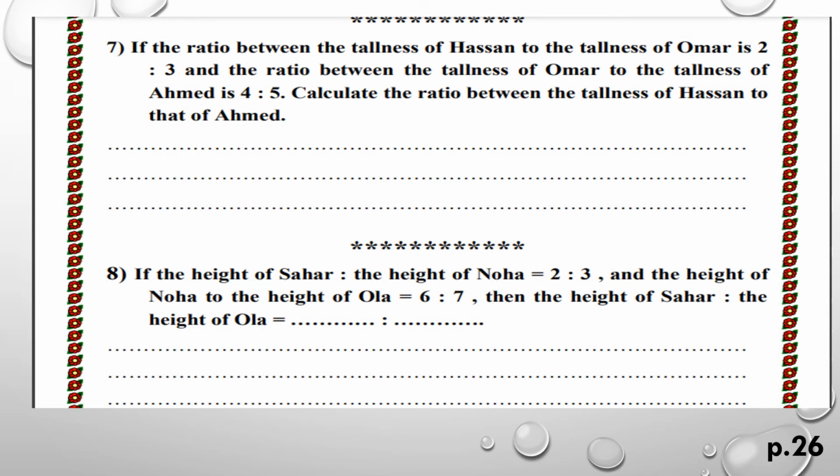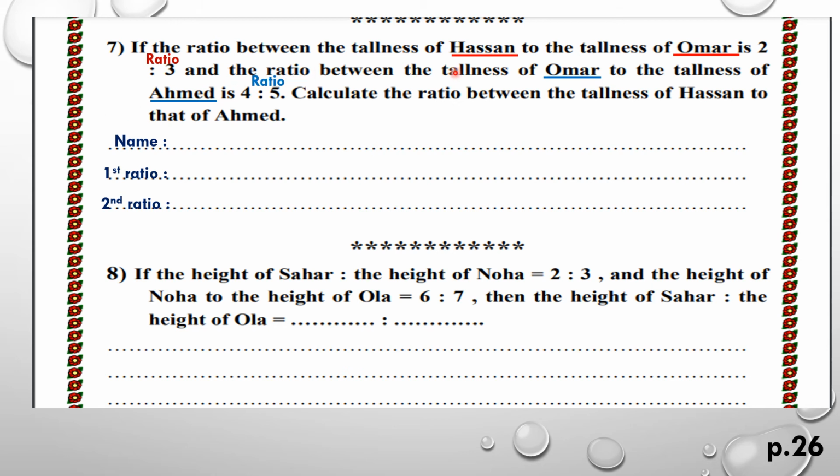Booklet page 26. Number 7. If the ratio between the tallness of Hassan to the tallness of Omar is 2 to 3, and the ratio between the tallness of Omar to the tallness of Ahmed is 4 to 5, calculate the ratio between the tallness of Hassan to that of Ahmed. Here we have combining ratio, but in a word problem. We are going to follow the same steps. Here we have first ratio and second ratio, and we have a common term between them, which is Omar.